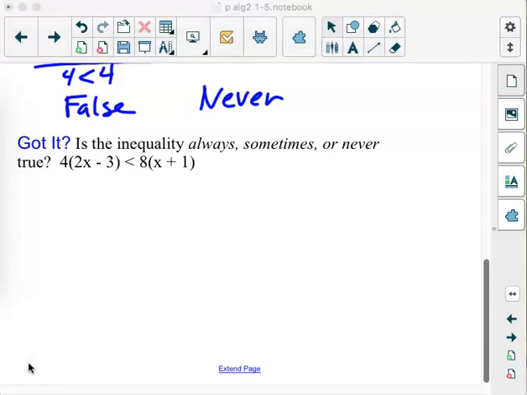Quick reminder that steps are points on the test. Don't skip steps. You'll lose points.